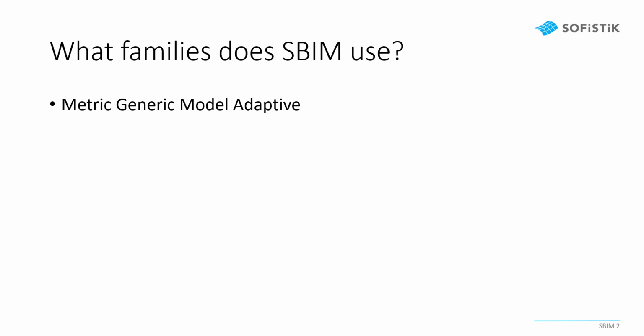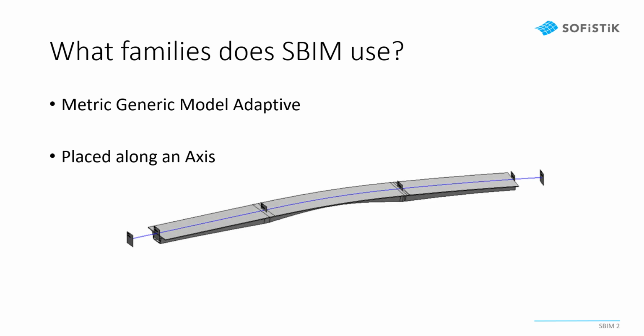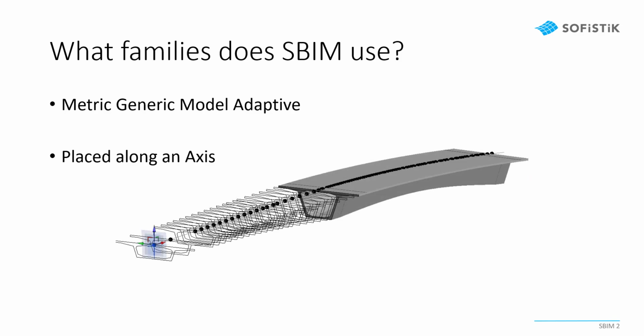These families are then placed along an axis that we can create using SBIM, which looks like this. As you can see, we also have some placements along this axis, and then we place the family along this axis. How does that work in detail? The families from SBIM are actually 2D families, and now we have a 3D family right here. So the 2D family is actually placed along our axis at a certain increment and then interpolated between those increments.